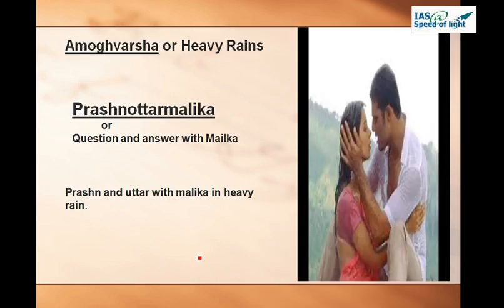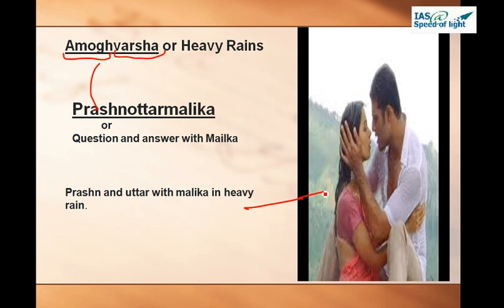Amogh Varsha. Amogh means heavy, right? And Varsha means rain. So Amogh Varsha means heavy rains. And the book Amogh Varsha wrote was Prashna Uttar Malika. Prashna Uttar means question and answer. And Malika means Malika Sherawat. So question and answer with Malika. So Prashna and Uttar with Malika Sherawat in heavy rains.